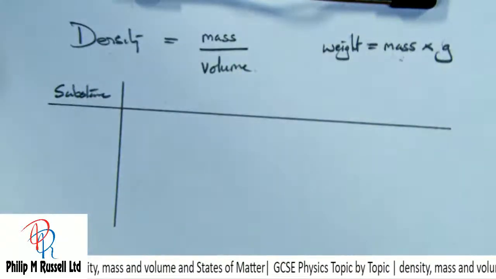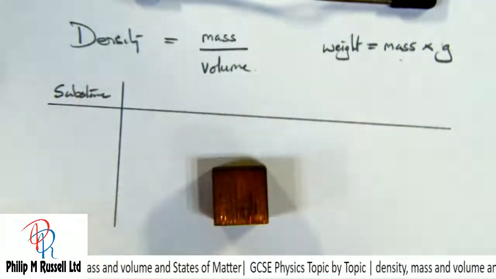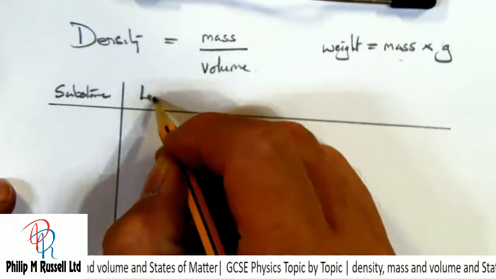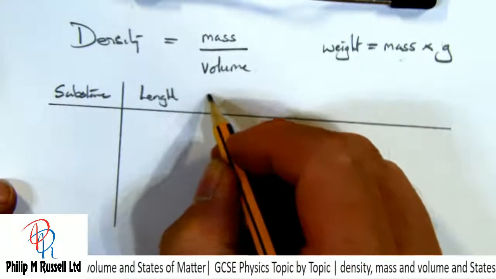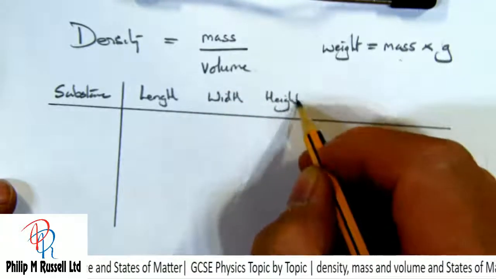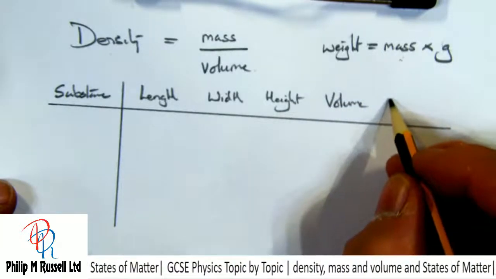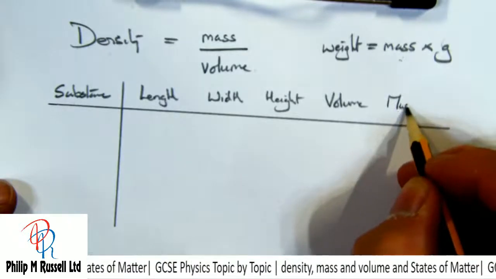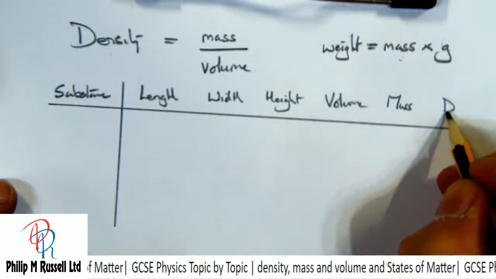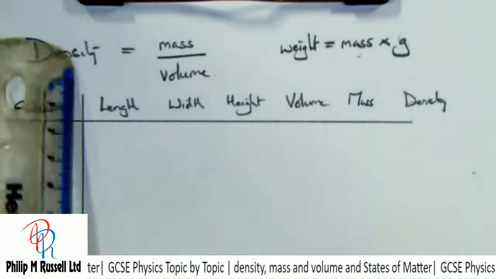and let's take one of these substances, and I'm going to grab hold of a small cube of copper, and this is going to have a length, a width, and a height. That's going to give me a volume when I put that together, and we're going to get then the mass, which we can weigh, and once we've done that, we can work out the density. So there's my full table.